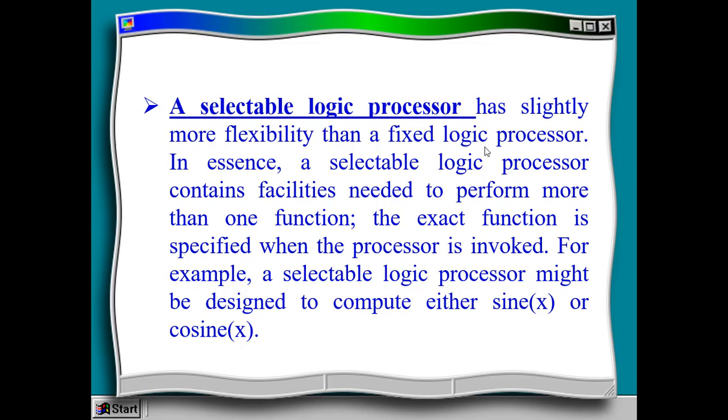We have the next one, which is called a selectable logic processor. A selectable logic processor has slightly more flexibility compared to the fixed logic processor. In essence, a selectable logic processor facilitates performing more than one function in a specified way. When the processor is invoked, the sin X or cosine X is executed. So it can do sin X and cosine X, so more than one function.